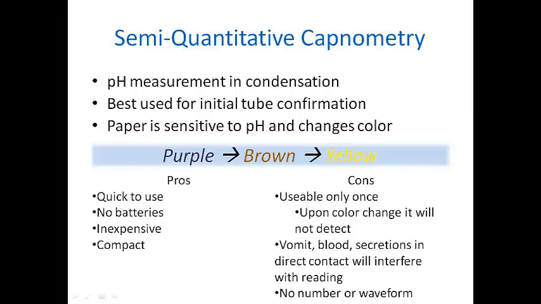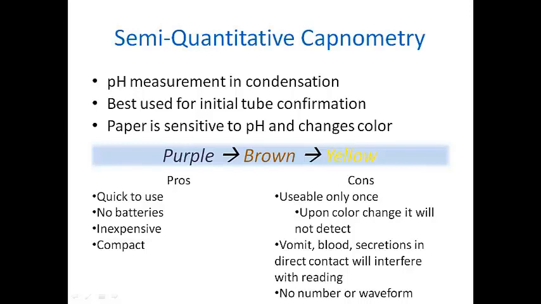Downsides associated with using this is that it's only usable once. Once you put it onto the tube and give a few breaths and the pH causes the paper to change color, you can't use it again to look at the maintenance of your tube. It will not change color if your tube is dislodged.